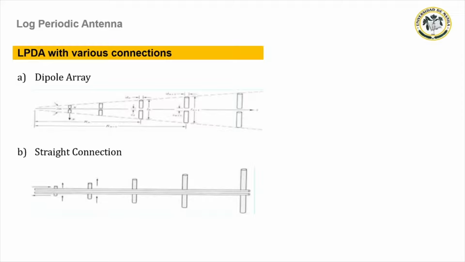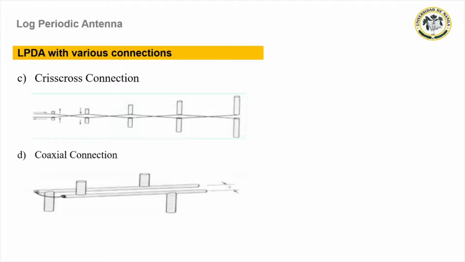The first is a dipole array. A dipole is a pair of oppositely charged electrodes that are so close together that the electric fields seem to form a single electric field rather than a field from two different electric poles. The next one is the straight connection. Next is the crisscross connection. And lastly is the coaxial connection.